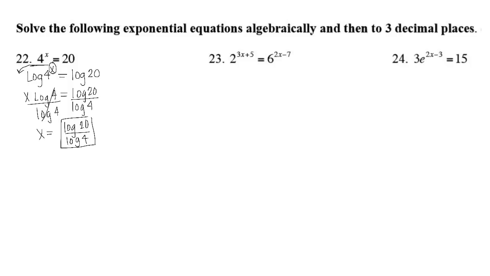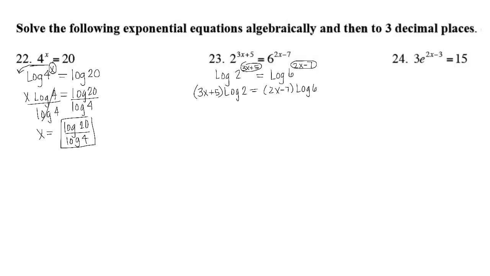Moving on to our next example, again another case where we are not able to get our bases to be the same on both sides. So we can start out by taking the log of both sides. So we're going to have log of 2 to the 3x plus 5 equals log of 6 to the 2x minus 7. After we've taken the log of both sides, we can move our exponent on both sides down to the front of our equation. So we're going to have (3x plus 5) times log 2 equals (2x minus 7) times log 6.